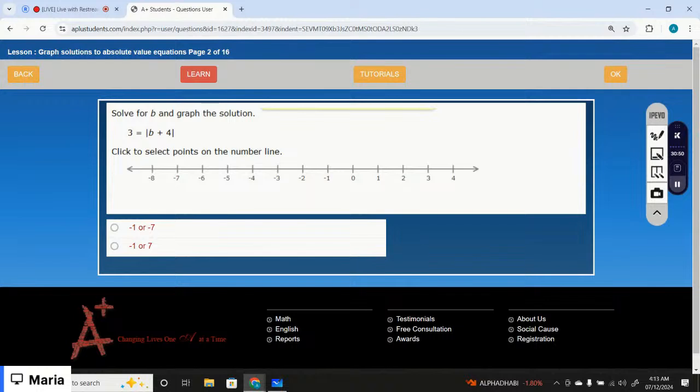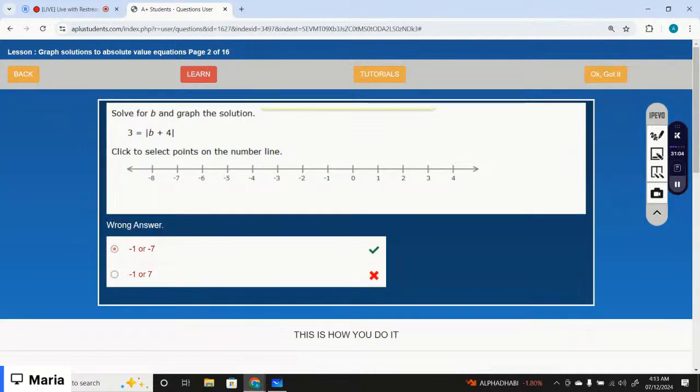Solve for B and graph a solution. 3 equals the absolute value of B plus 4. That's the one we just did. So that is negative 1 or 7. The correct option is negative 1 or 7. Okay, negative 1 and negative 7.